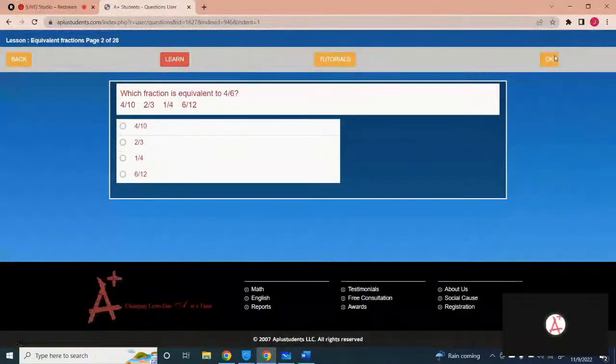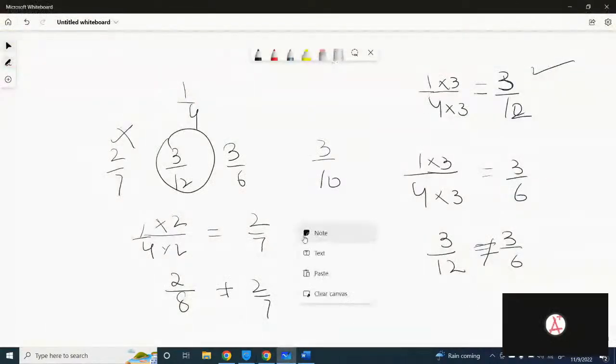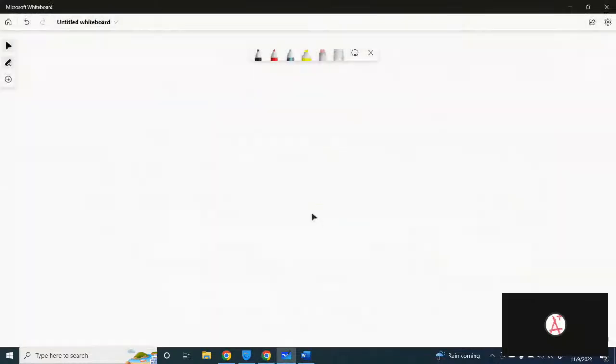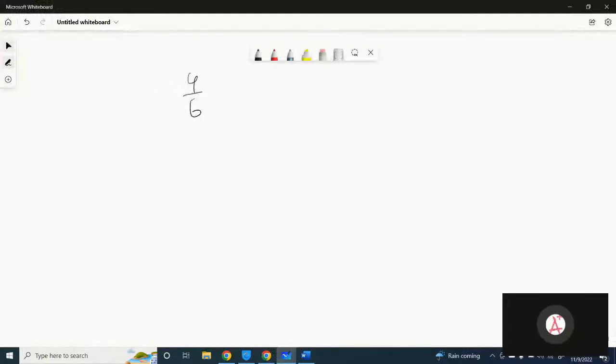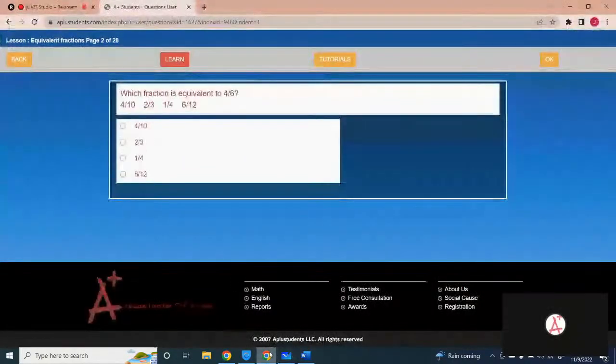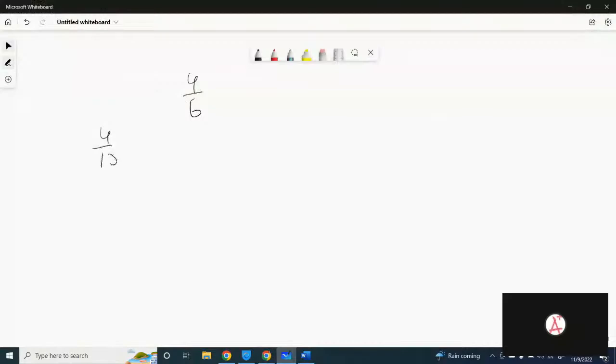Okay, good. The next one is, which fraction is equivalent to 4 over 6? The options are 4 by 10, 2 by 3, 1 by 4, and 6 by 12. Okay, let me explain the example. Let's start with the first one.